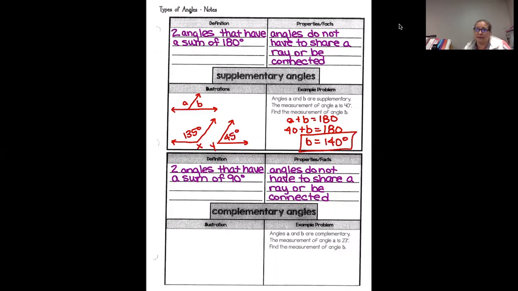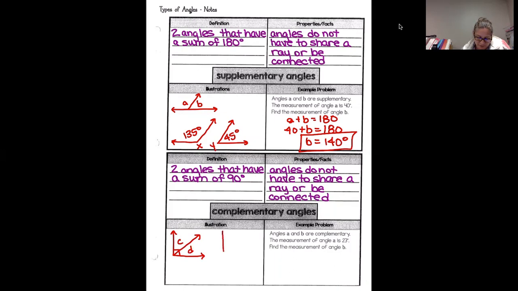Complementary angles are 2 angles that have a sum of 90 degrees, and just like supplementary, they can share a common ray, but they do not have to. So you can have a right angle that is cut in half, and angles C and D are complementary.